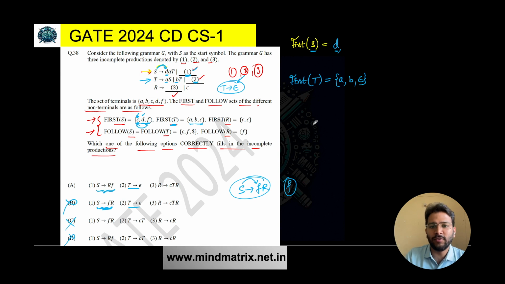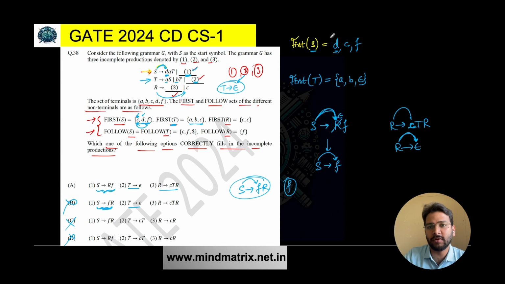What about this one? If you have S derives RF, and R derives CTR. Now if you calculate first of S, based on this you are getting D. So first of S is nothing but first of R. First of R is this terminal C, so you are getting C also. What else? This R is also deriving epsilon. So first of R is epsilon also. If you substitute epsilon here, this will become S derives F. So first of S will be F also. So C, D, F we are getting. So that means this is the correct answer.